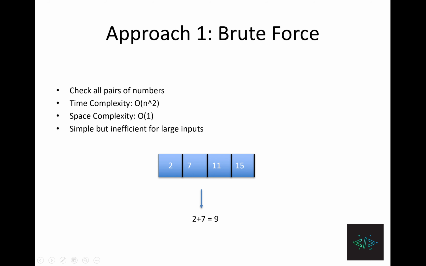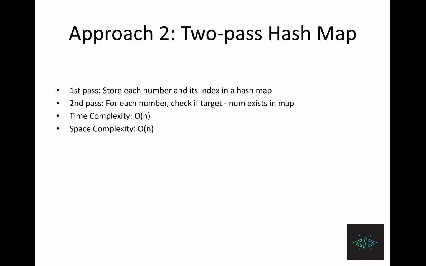So let us discuss the optimal approaches. One optimal approach we have is the 2-pass hash map. In a hash map we store the indices of the numbers present in the whole array, so that if we want to check whether a number exists or not, we can directly check in the hash map. This will improve on the brute force and make it much faster.